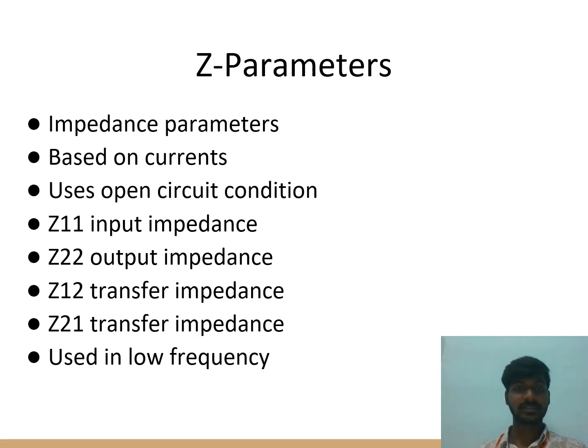Z parameters. Z parameters are also known as impedance parameters. These are denoted by capital Z. These are based on currents. Uses open circuit condition. Z11 is known as input impedance, Z22 is known as output impedance, Z12 is known as transfer impedance, and Z21 is also known as transfer impedance. These are used in low frequency.